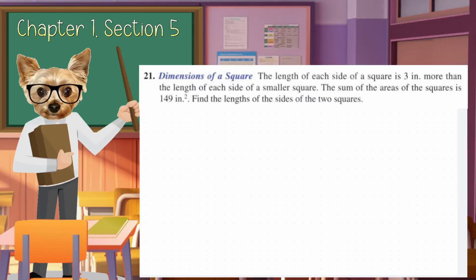Hey everybody, in this video we are looking at Chapter 1, Section 5, Dimensions of a Square. The length of each side of a square is 3 inches more than the length of each side of a smaller square. So really we have two squares, right? The sum of the areas of the squares is 149 inches squared.